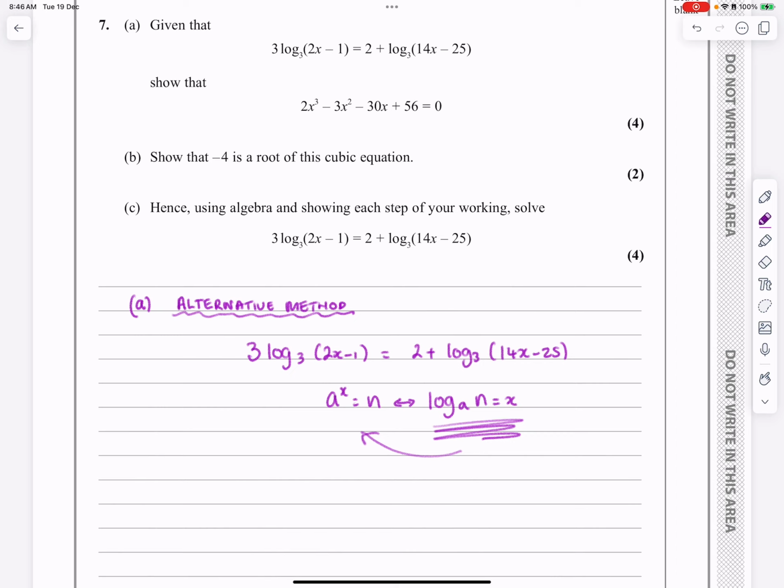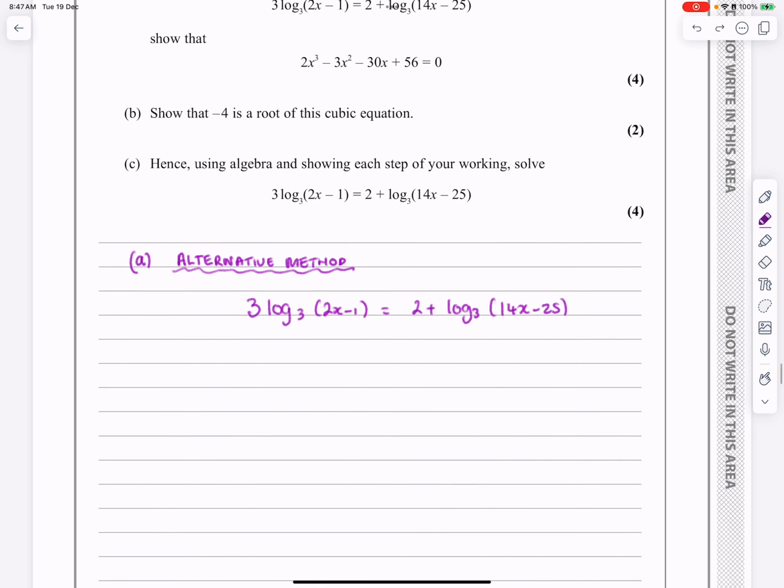I'm going to do that, but another method, which I'll do straight afterwards, could be to use the idea that what I could have done right at the start was to change log 2 and make that log 3 of something, and then everything's in terms of log 3s. Okay, let's do the first method.